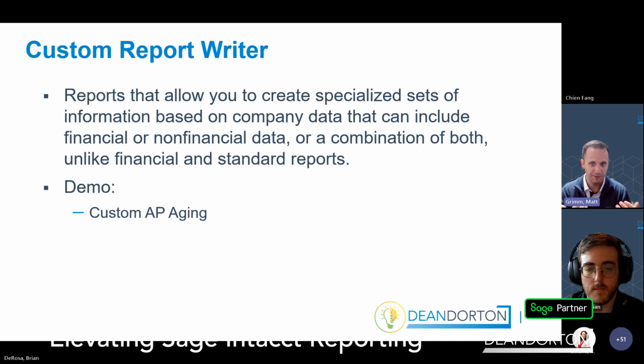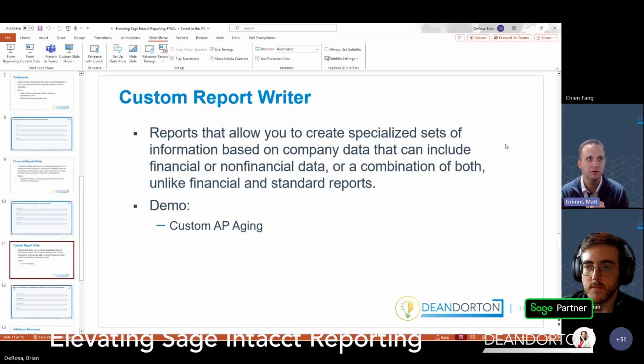Unlike financial reports, which specifically pull data from general ledger information, whether that's budgets, GL activity, or potentially statistical accounts, with the custom report writer you can pull application data as well as financial data, and potentially combine them depending on what you're trying to do. So leading into Brian, he'll demonstrate and jump into Intacct and go through creating a custom AP aging report using the custom report writer.